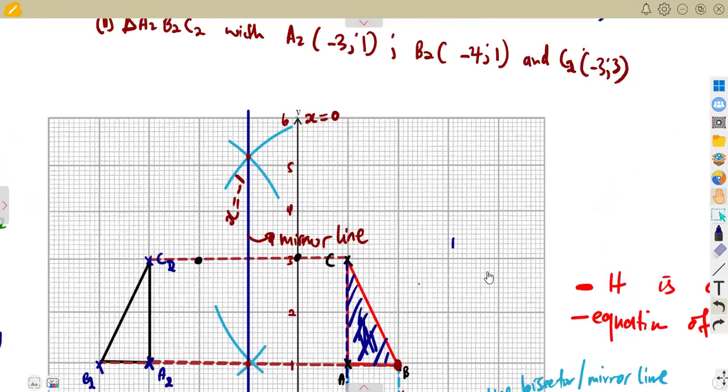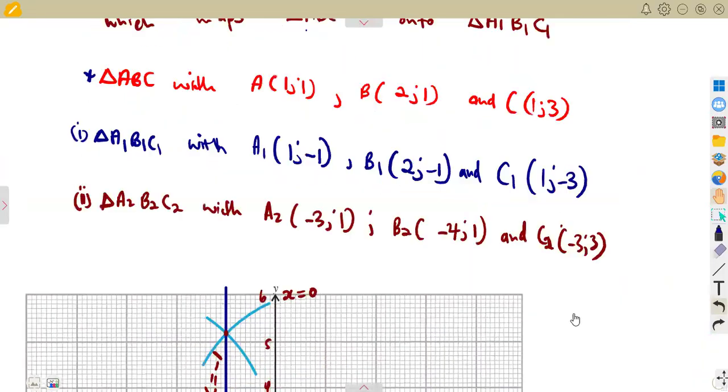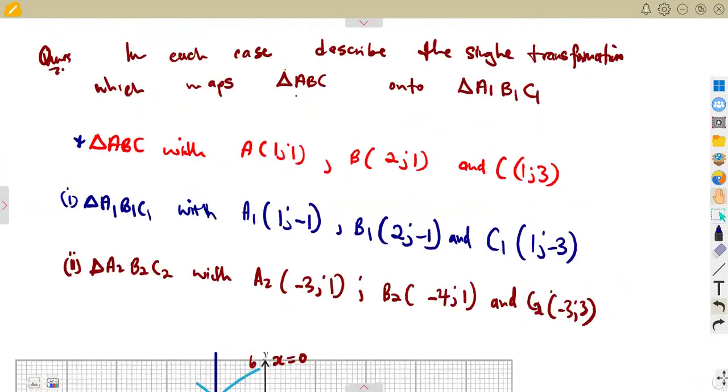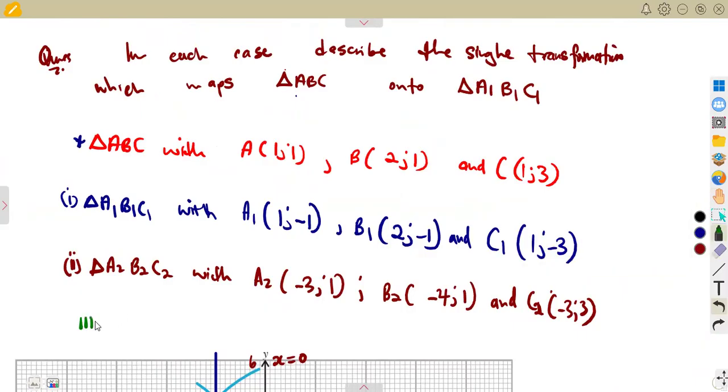But for now, I want you to try this question with the same object A, B, C, but this time our image is, so I want you to describe this. What you're going to do is to do this question, then give me feedback on this one. So this is triangle A3, B3, C3. On the comment section, make sure that you write the transformation and also the equation of the mirror line.